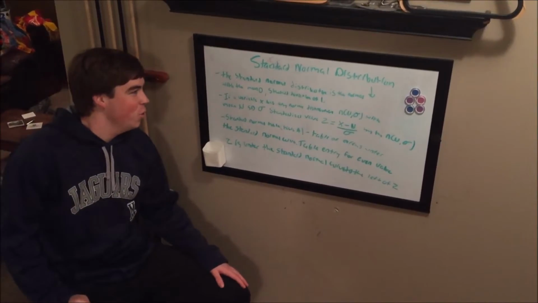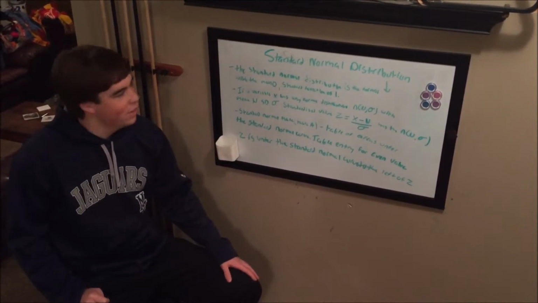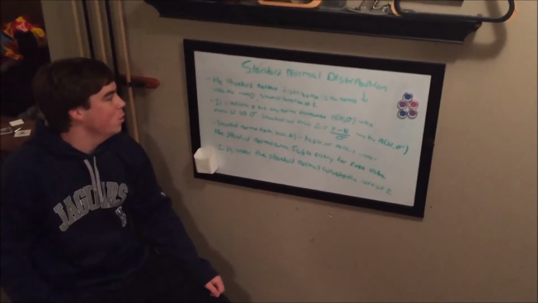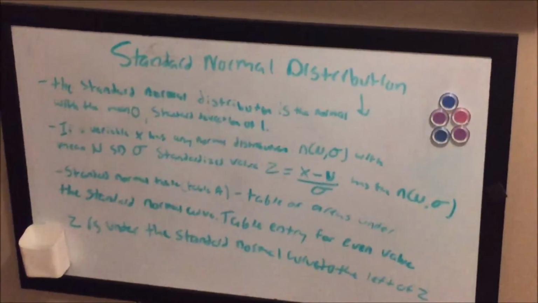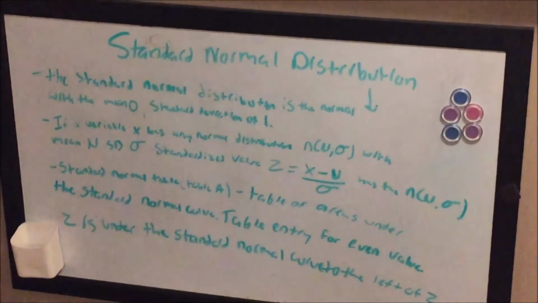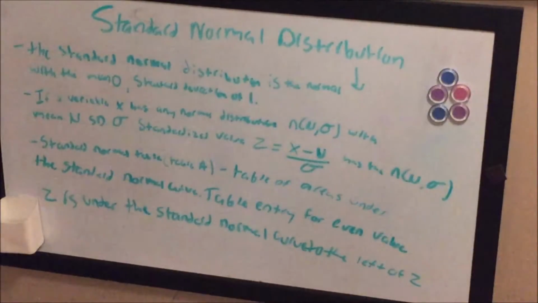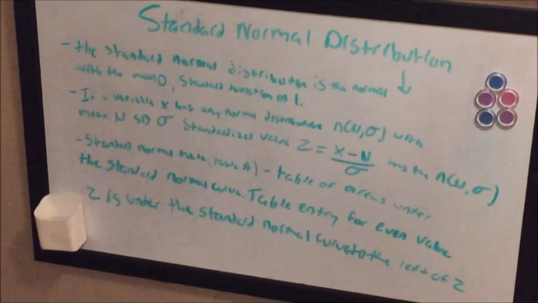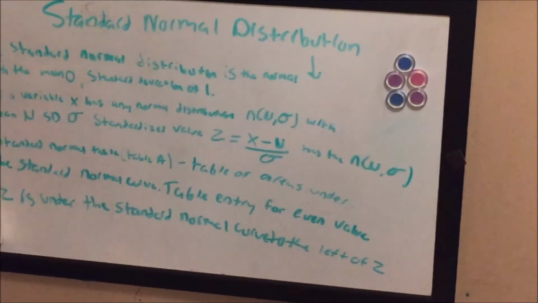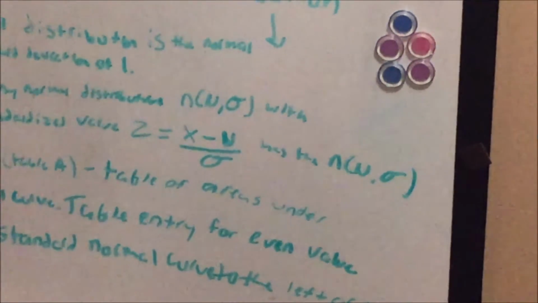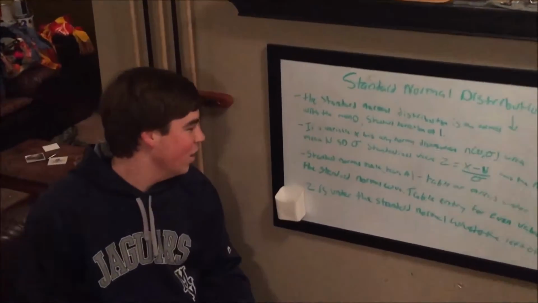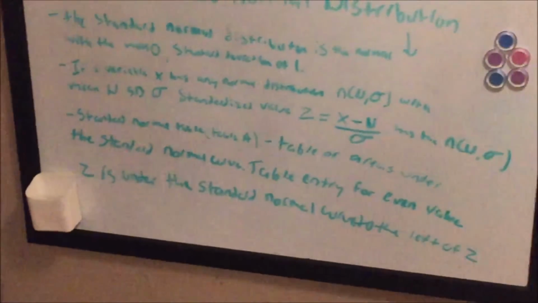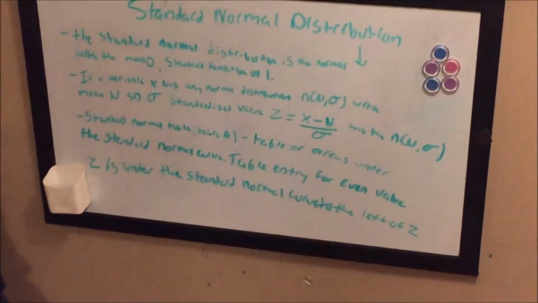Next, we're going to do the standard normal distribution. The standard normal distribution is the normal distribution with a mean of 0 and standard deviation of 1. If a variable x has any normal distribution with mean mu and standard deviation sigma, then the standardized value z equals x minus mu over sigma and has the standard normal distribution. The standard normal table is table A, the table of areas under the standard normal curve. The table entry for each value z is the area under the standard normal curve to the left of z.